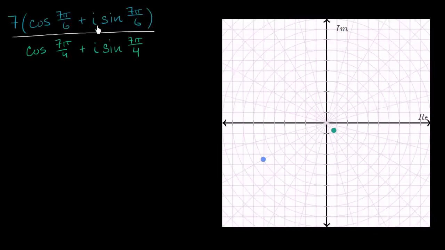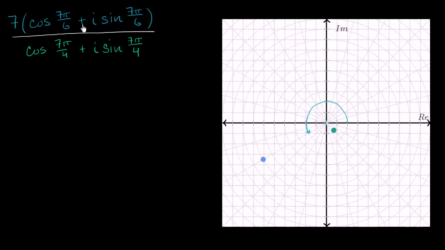So this kind of hairy looking expression, we're just dividing one complex number written in blue by another complex number. Both of them are written in polar form, and we also see them plotted over here. This first complex number, 7 times cosine of 7 pi over 6 plus i times sine of 7 pi over 6. We see that the angle, if we're thinking in polar form, is 7 pi over 6. So if we start from the positive real axis, we're going to go 7 pi over 6 all the way to that point right over there.